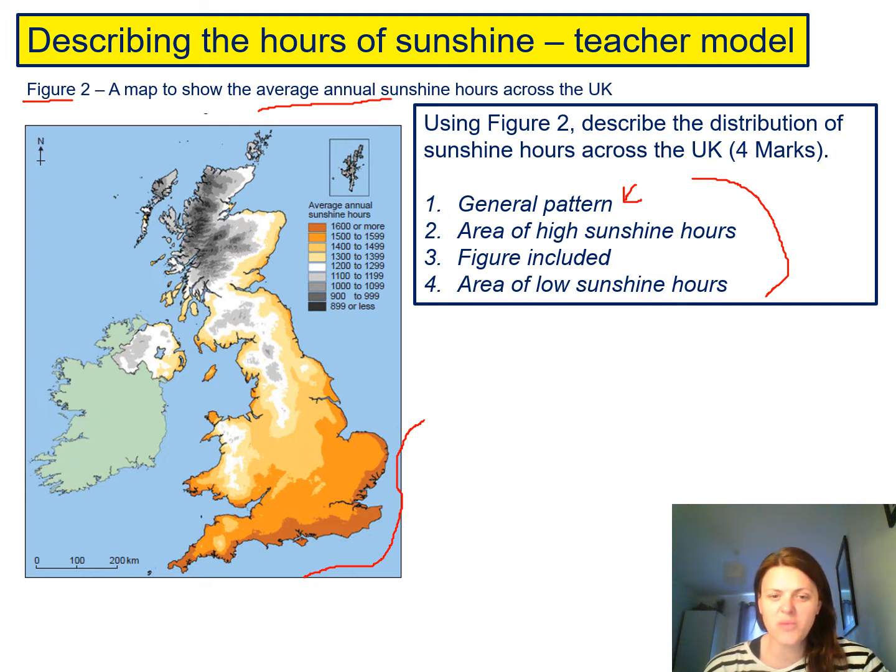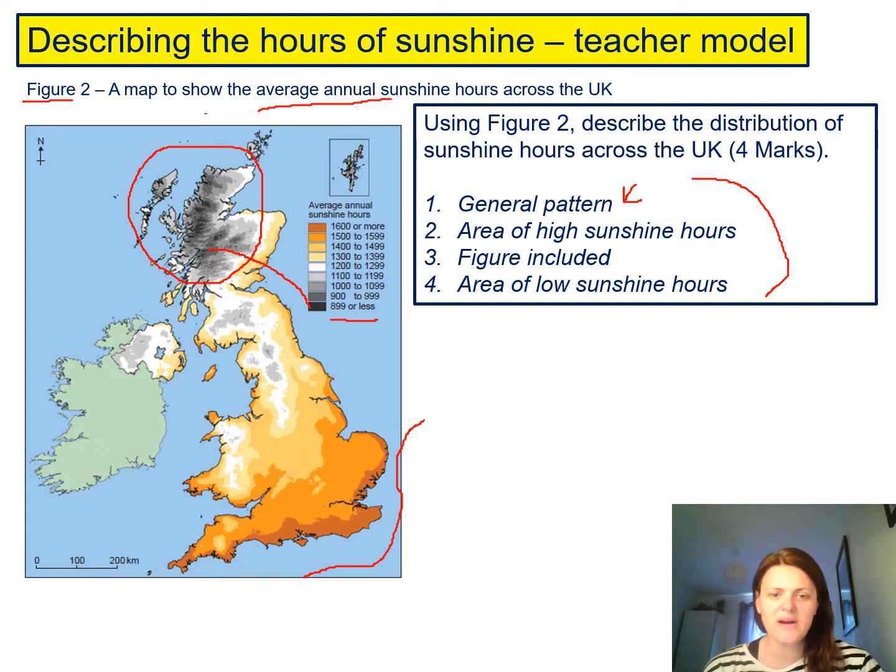Okay, so you can see straight away that there is not a pattern. Well, it's not even. As you can see here in the northwest, it's quite dark. The colour on the northwest of Scotland here is quite dark. And if we look at the key, it's showing that it's around 899 hours a year of sunshine.